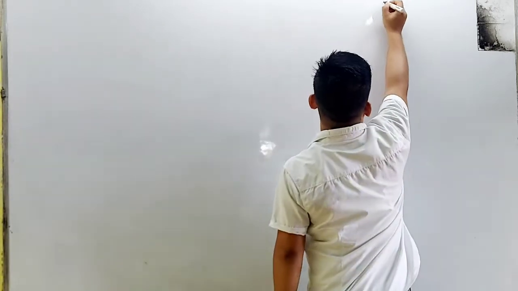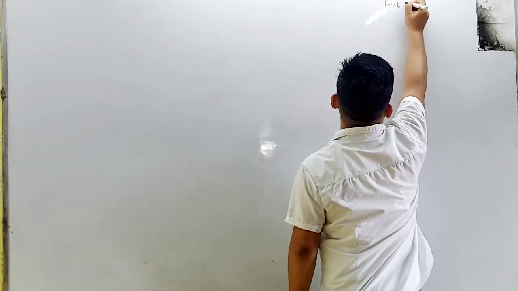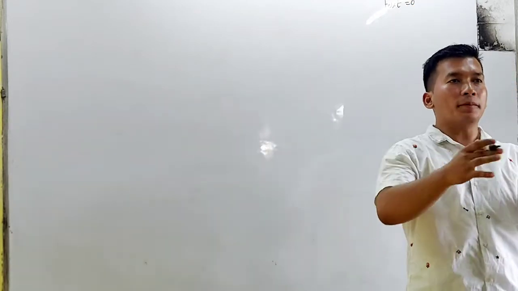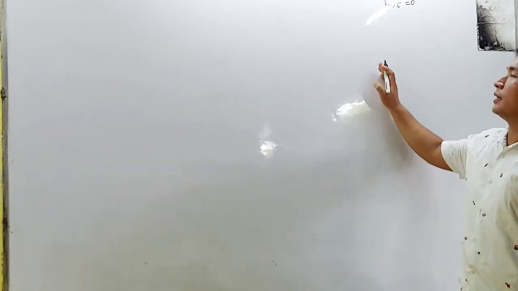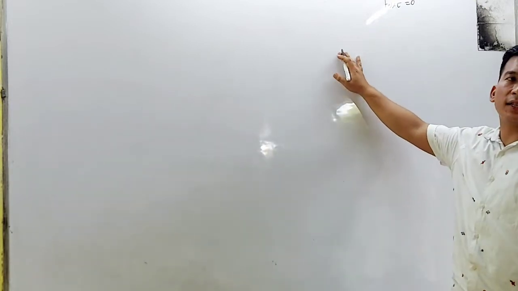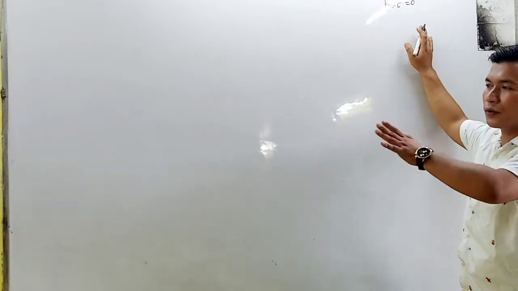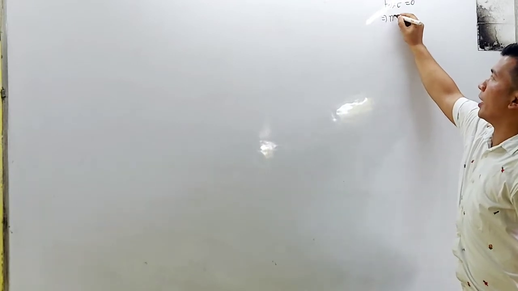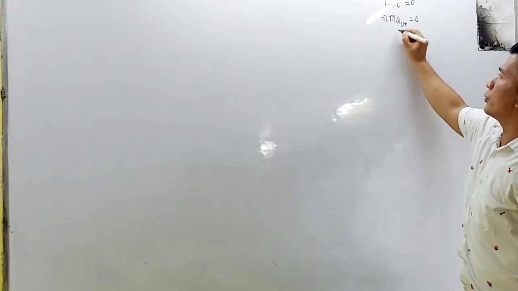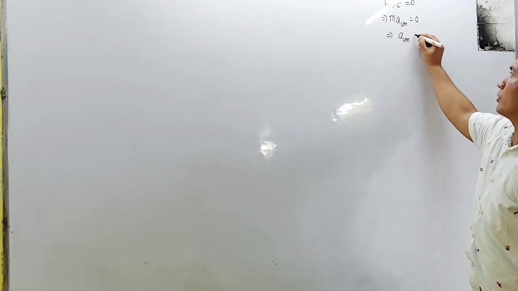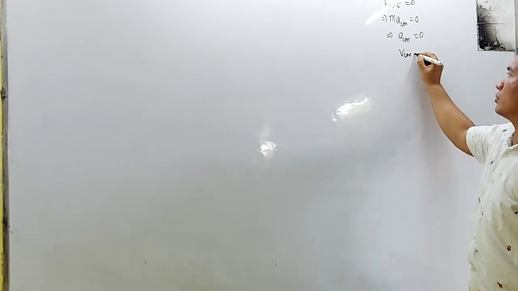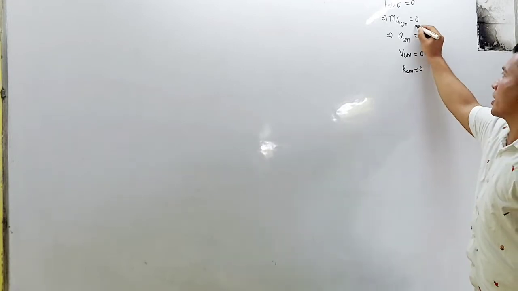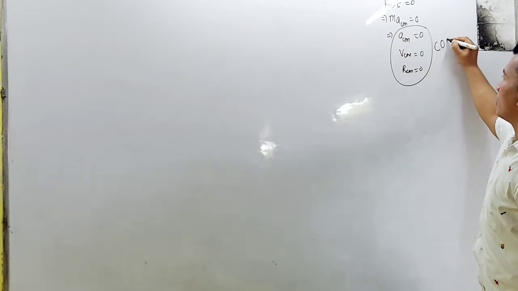So far, we have discussed the case where external force is equal to 0. If there is no external agent that produces the motion, no external force, then what was the conclusion? We will be having M ACM is equal to 0, so ACM is equal to 0, VCM will be equal to 0, and RCM is equal to 0. This will be your conservation of center of mass.